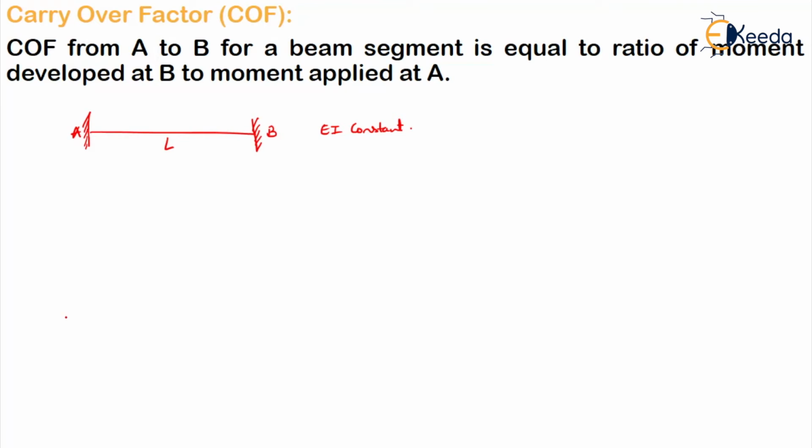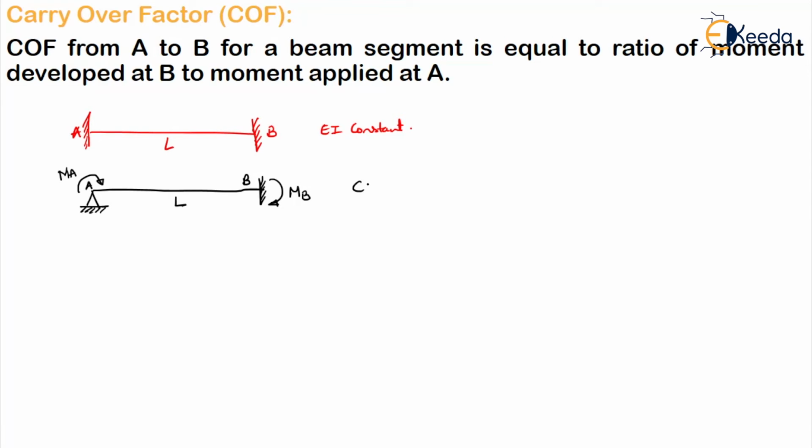So what we have to do? From A to B we want, so we have to replace this by a hinge and keep this as fixed. If you want from B to A, what you have to do? You have to make this a hinge and keep this as fixed. Okay. So now we have to see what is the moment developed here. Let us call this as MA, and what is the moment developed here, let us call this as MB. Okay. So this is your joint A, this is your joint B, and the length is L.